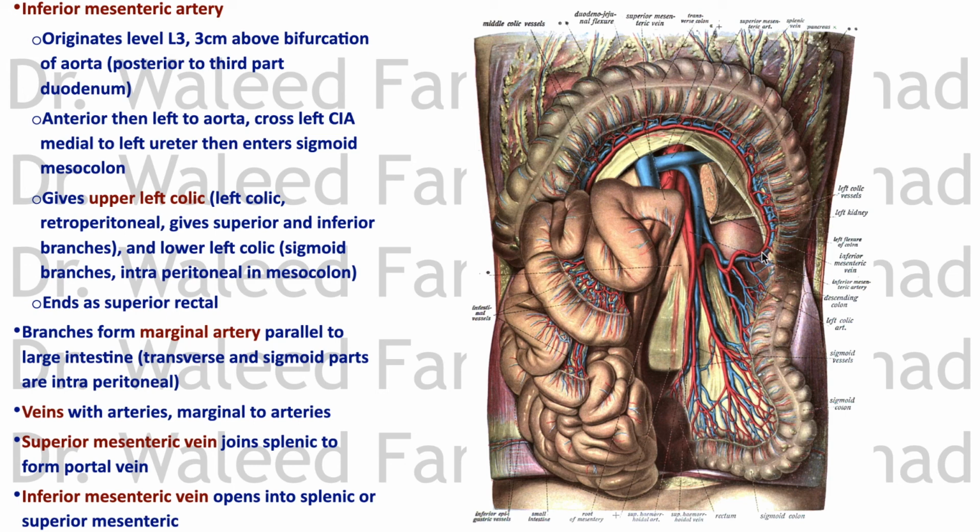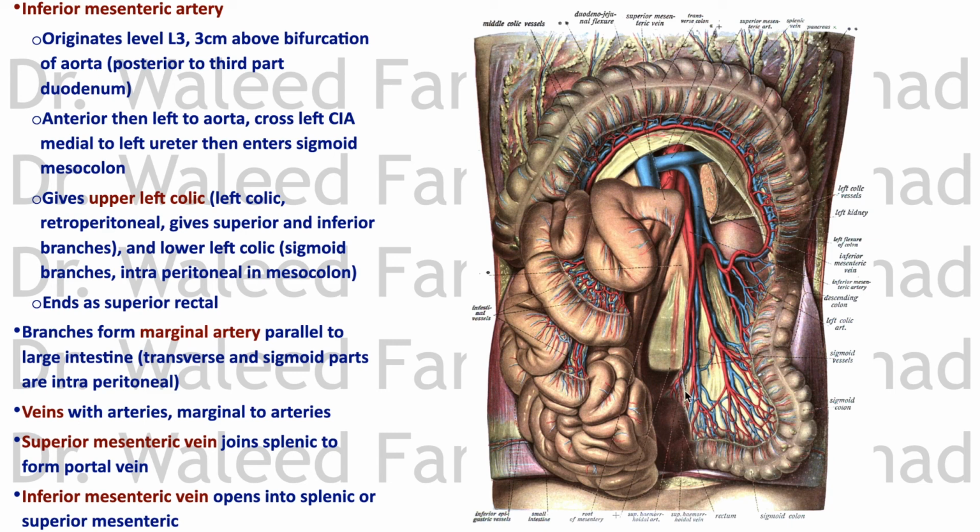Upper branches you can call colic branches, left colic branches, and the lower branches are sigmoid branches. Or you can call the upper branches the upper left colic and the lower branches lower left colic. So if you use the term upper left colic, use lower left colic for the sigmoid branches. If you use the term left colic branches, use sigmoid or pelvic colon branches of the inferior mesenteric.